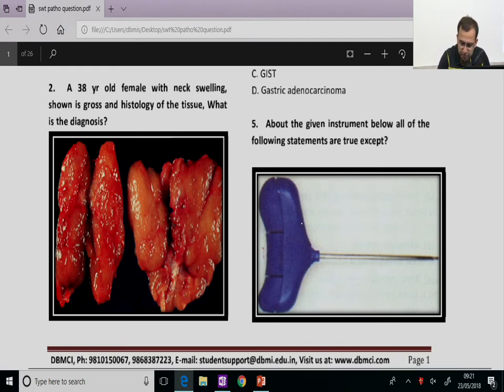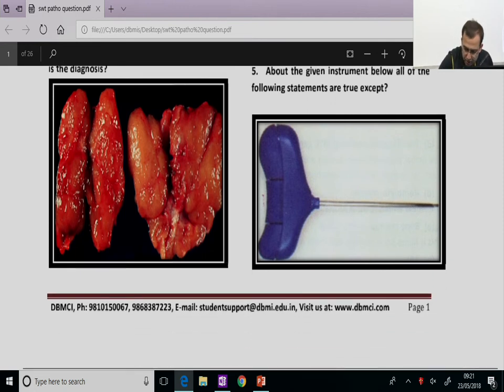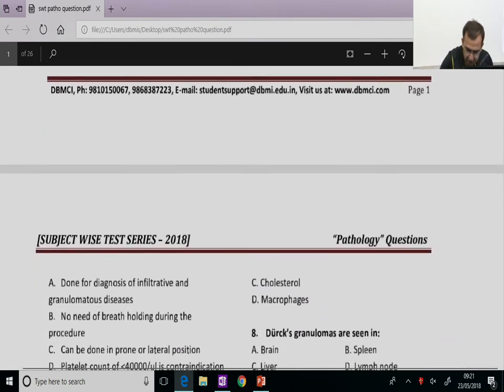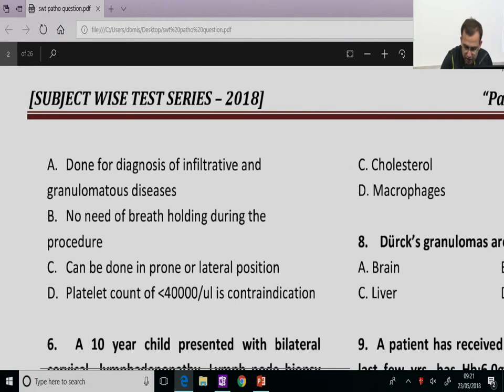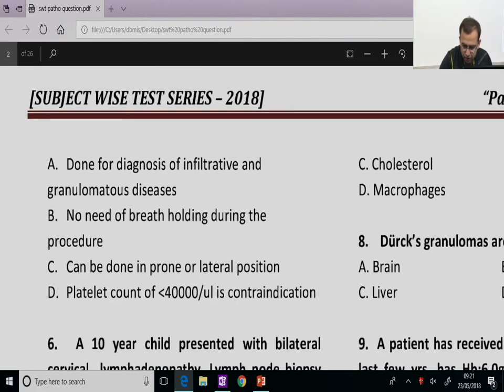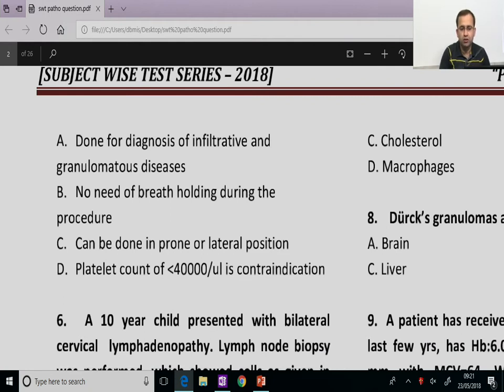This is a Jamshedi bone marrow biopsy needle. Now let us see the options one by one. Bone marrow biopsy is done for diagnosis of infiltrative and granulomatous diseases, very well, you can do it for that.